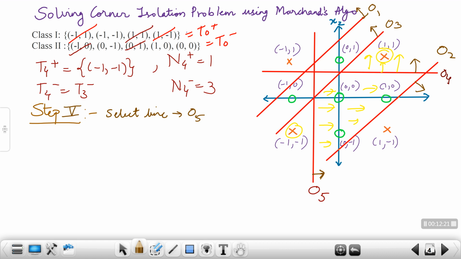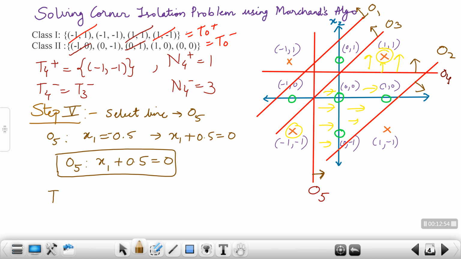So for O5, the equation can be written as x1 is equal to minus 0.5. So that means x1 plus 0.5 is equal to 0. Now 0, 0 is lying in this particular region. So when I substitute 0 here, the answer is plus 0.5. So again, we do not have to bother about the equation sign. So this equation is correct.